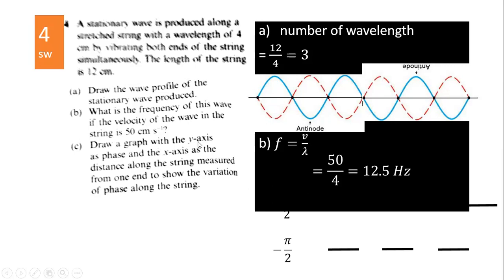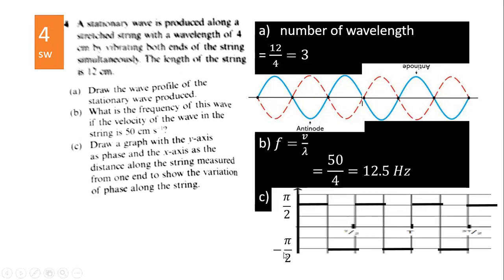Draw a graph with the y-axis as the phase and x as the distance along the string measured from one end to show the variation of the phase along the string. All these will have one phase, all these will have another phase. So it should be all the same. All of these at the top there, pi over 2, and here will be pi over 2. So the difference is pi radian.